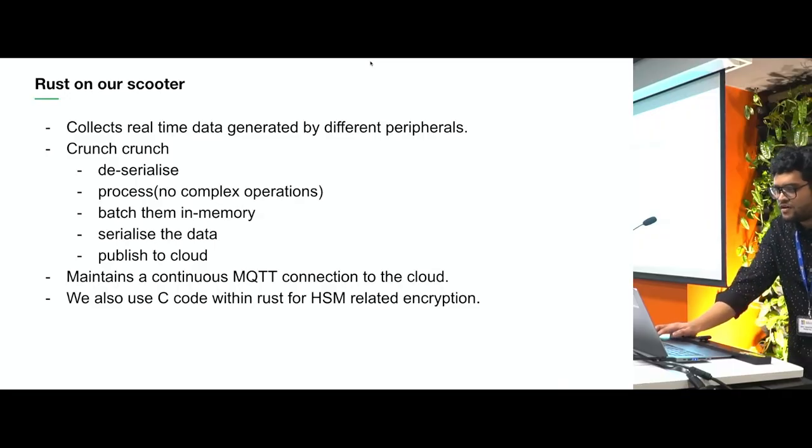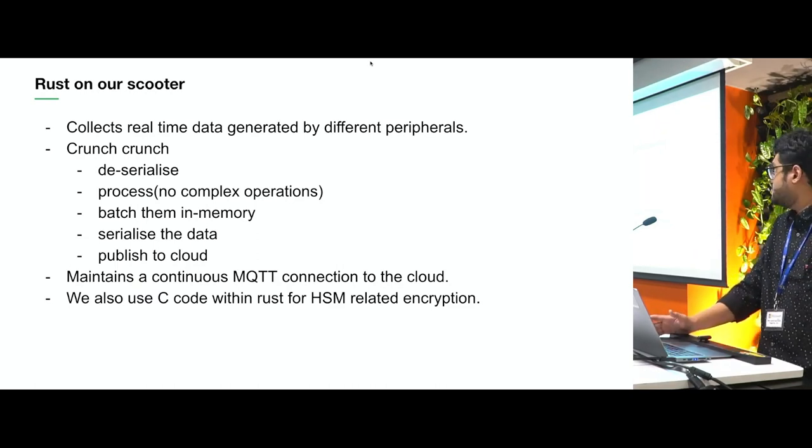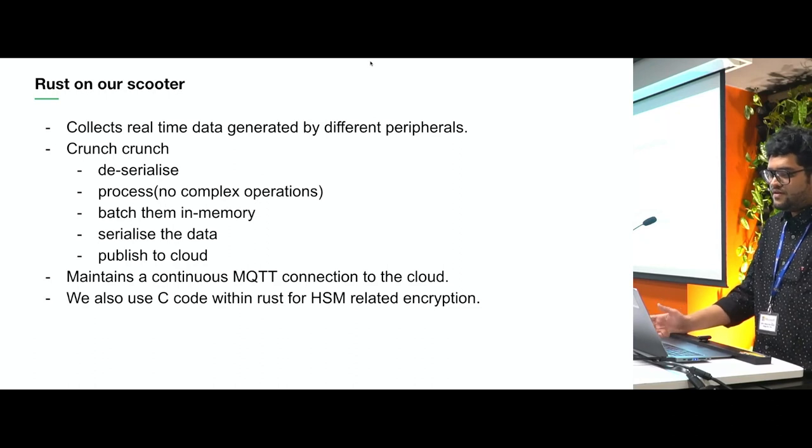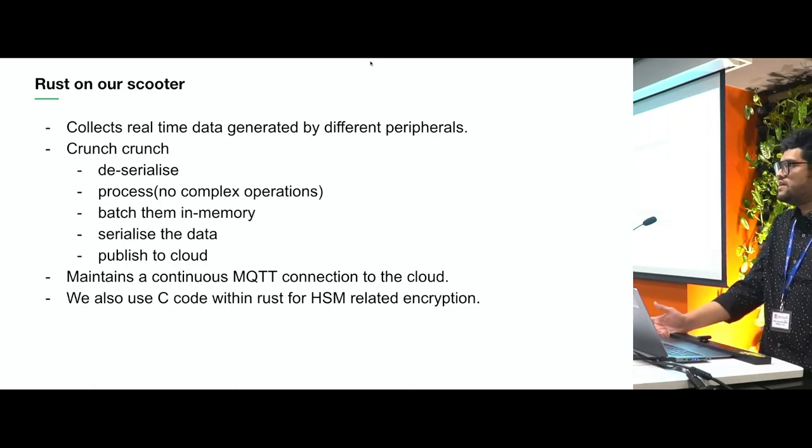I mentioned one of our modules that is right now on the vehicle. So what are the different things it does, and what are we looking at? It collects real-time data from different peripherals. As I mentioned, the rate of data is about one message every 20 milliseconds, and each message is around 1 to 1.5 KB. This needs to be processed on the edge, which has around 2 GB of RAM, and not more than that.